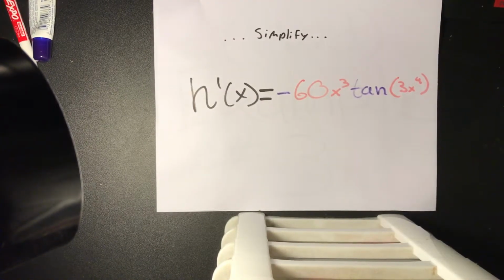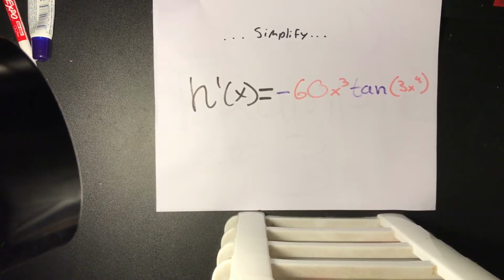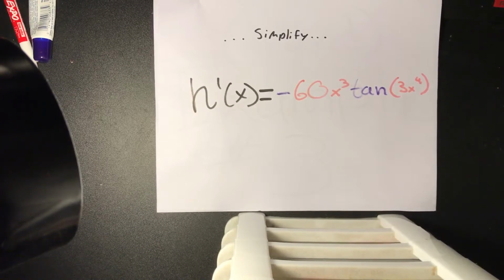And the second part of the simplification would be the final answer. The final answer would be negative 60 x to the third, because you move the negative sine to the outside, and tangent of 3x to the fourth, because sine of 3x to the fourth over cosine of 3x to the fourth equals tangent of 3x to the fourth.